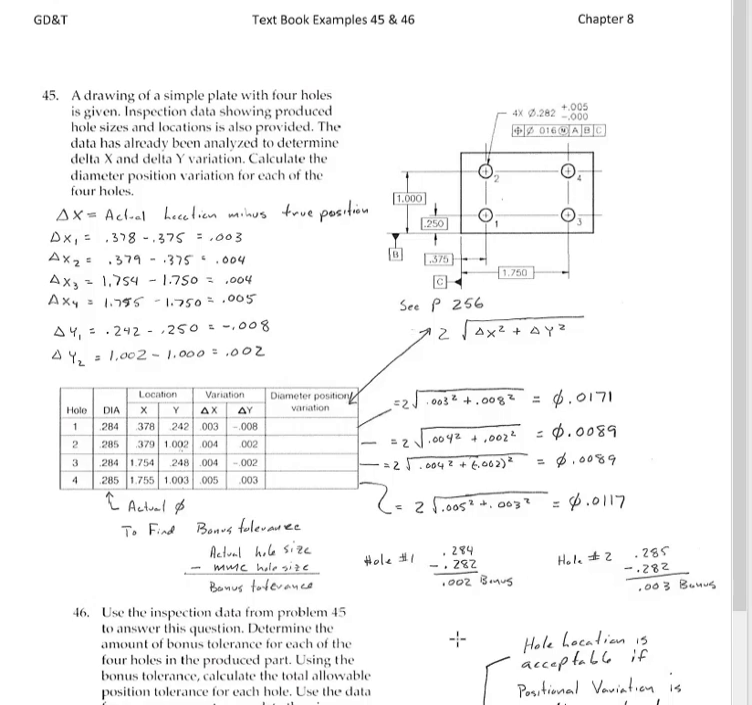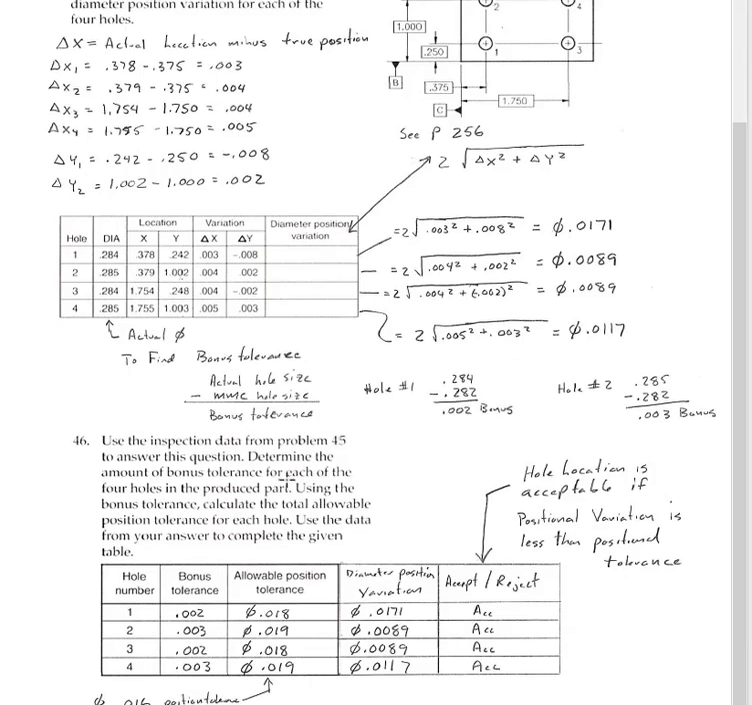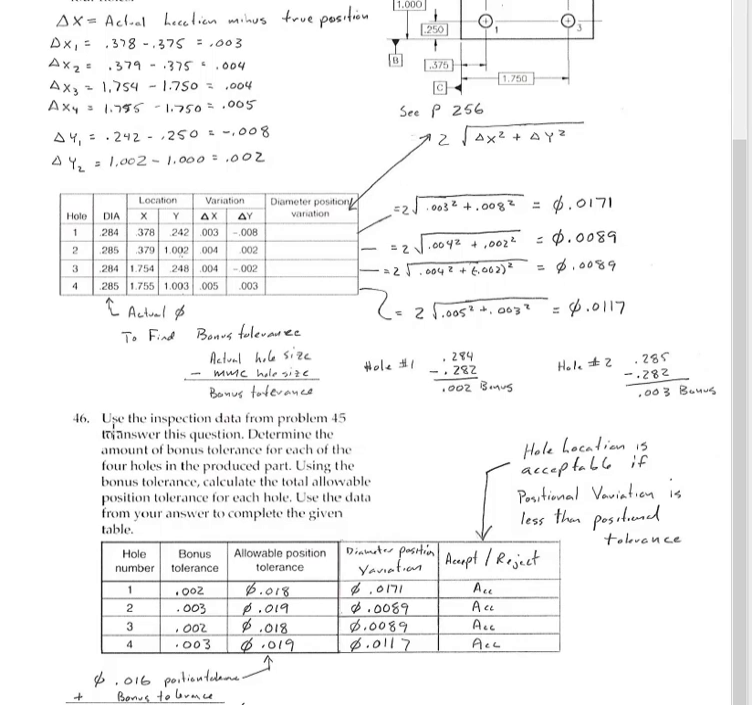Okay, so now we go down to the last part of this problem. We're going to use all of this data that we found up here, and we're going to determine whether or not the holes meet the true position tolerance, the positional tolerance that's specified on our part. Problem 46 says, use the inspection data from problem 45 to answer this question. Determine the amount of bonus tolerance for each of the 4 holes in the produced part. Using the bonus tolerance for each hole, then use the data from your answer to complete the given table.